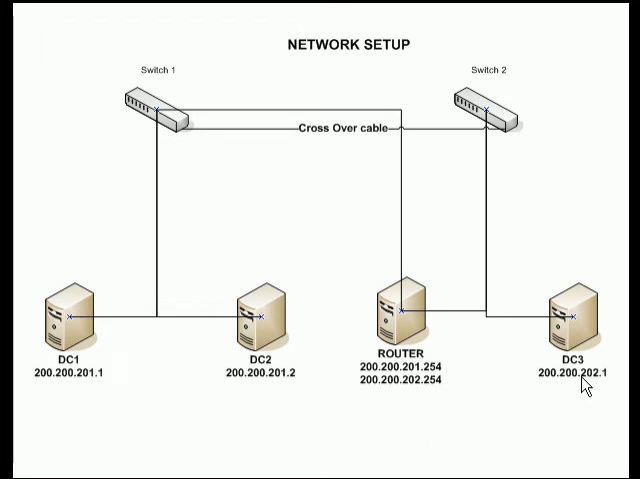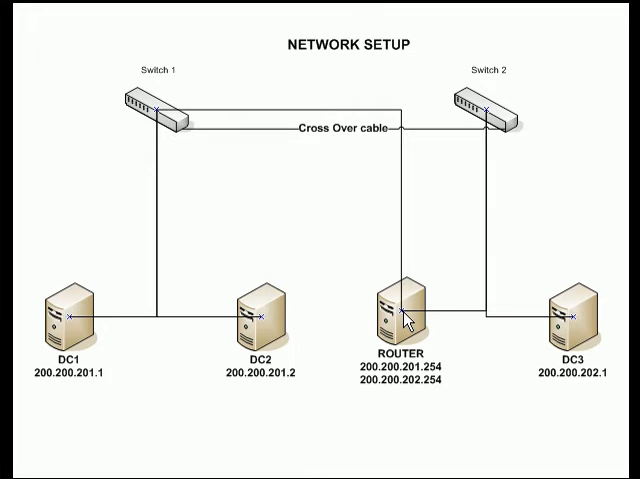DC3 belongs to the second network, hence you will see that there is a cable going from this one to the second switch. Okay, and this particular server has an IP address of 200.200.202.1. In other words, it belongs to the 202.0 network, and it is connected to the second switch. The router has two NIC cards. One NIC card is connected to the first switch. This particular NIC card will have the IP address for network 1, which is 200.200.201.254. I selected the last IP address to designate that for the router.